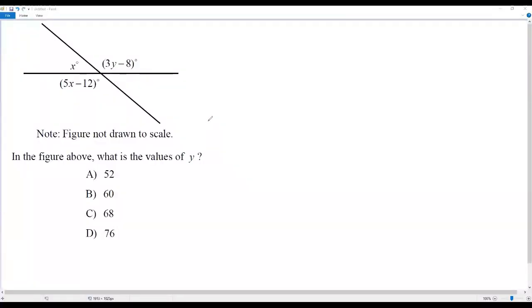Here we have a problem on angles. Okay, let's go with the question. There is a figure given over here. In the figure above, what is the value of y? So we have to find the value of y.